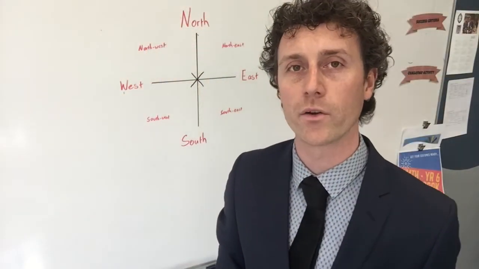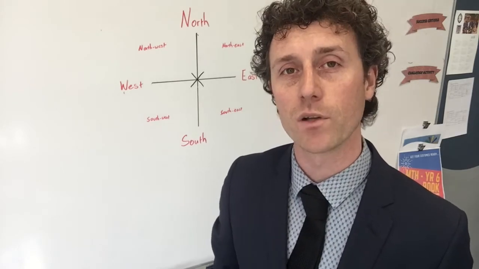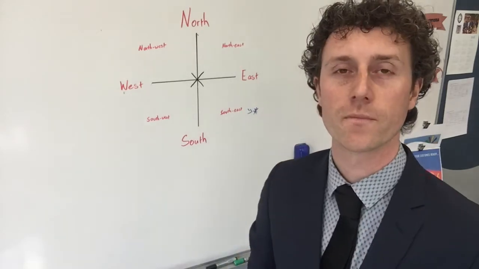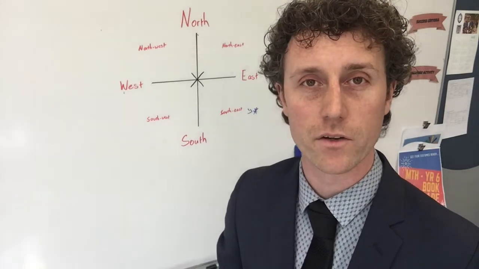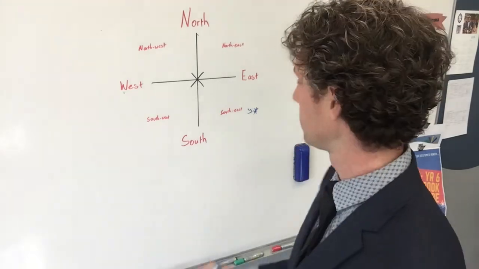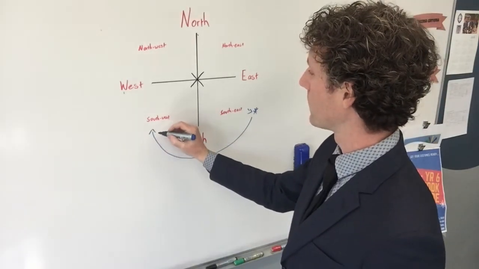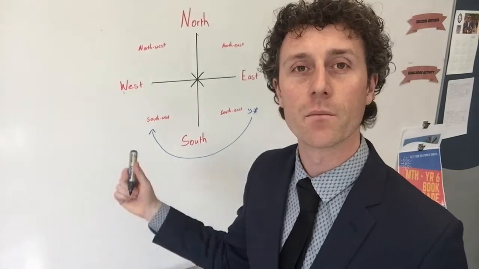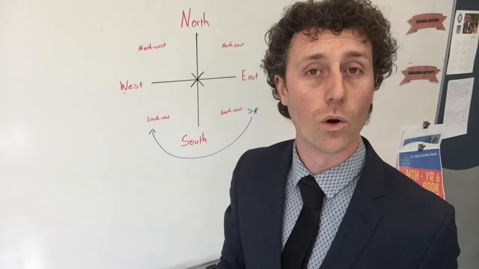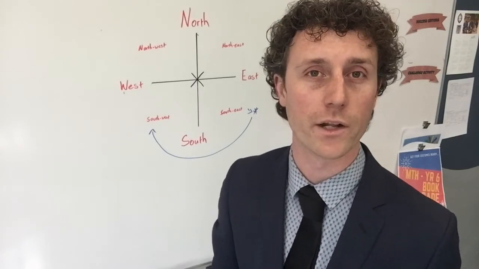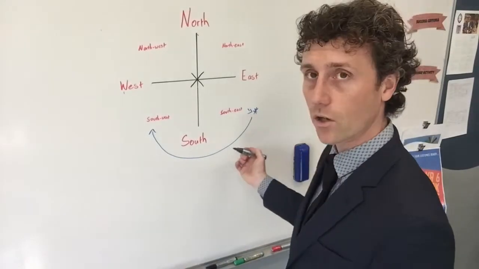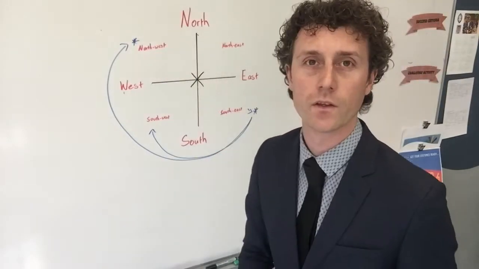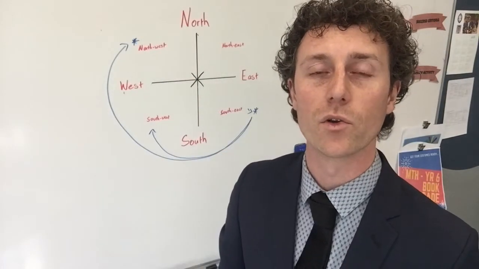And we can become even more accurate in our compass directions. For example, if I start by facing southeast, and then I turn, say, 90 degrees in a clockwise direction, 90 degrees being 1/4 of a turn, you can see that I'm now facing southwest. Or if I started in southeast and turned 180 degrees in a clockwise direction, you can see that I'm now facing northwest.